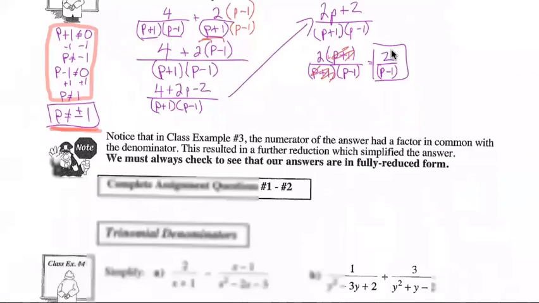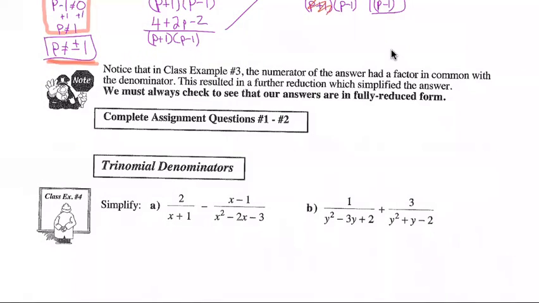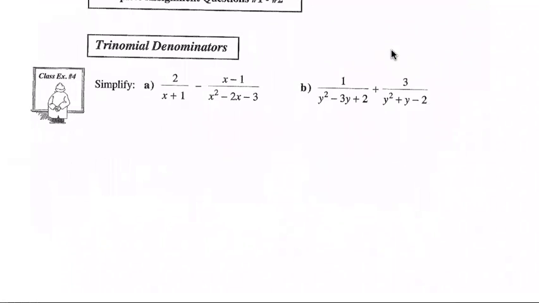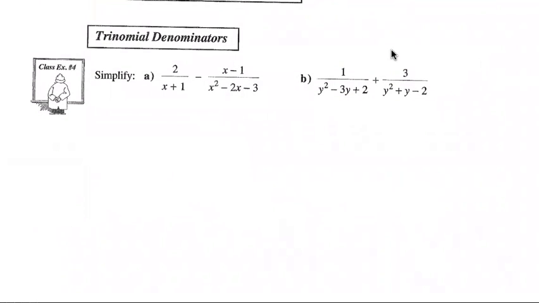Let's move on to example number 4. Okay, so example number 3 was an example of why we must always check to see our answers are in fully factored form. Just like factoring polynomials, we always do that last step. Okay? So here we have example 4, and then we have 5 and 6. Ooh. Example 4.